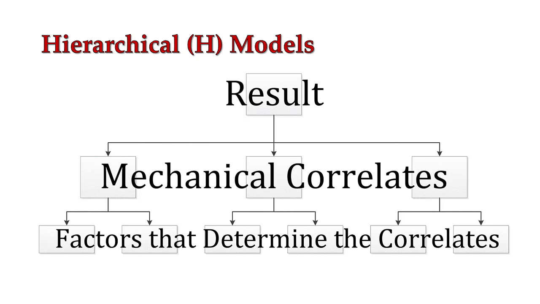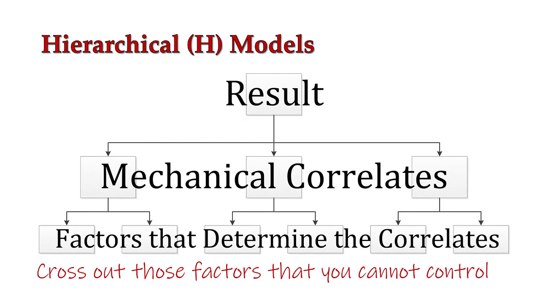We are also going to make extensive use of what are referred to as hierarchical models, which a lot of my students shorten to just calling H models. With an H model, we put the result up in the very top box. Below that, we start to put down the mechanical correlates that will determine whatever that result happens to be. And then below that, we will fill in boxes that have the factors that determine those correlates. Now, if this isn't making too much sense to you, don't worry about it right now, because we'll have extensive practice throughout the course. But I do want to mention that once we fill out our H model, we want to go back and cross out those factors that we can't control so that we emphasize those factors that we can.